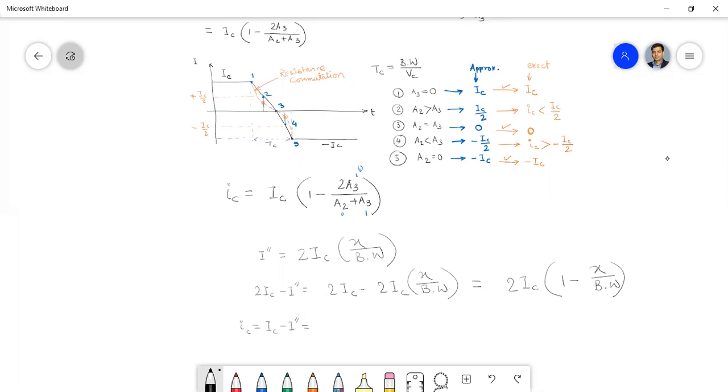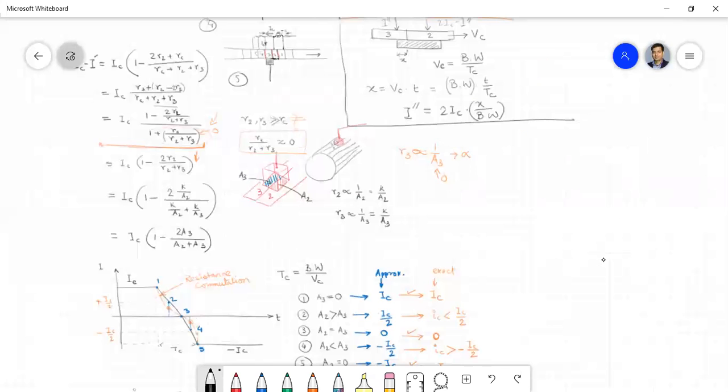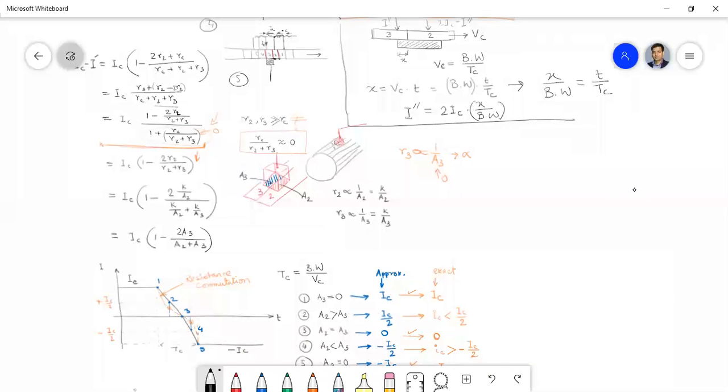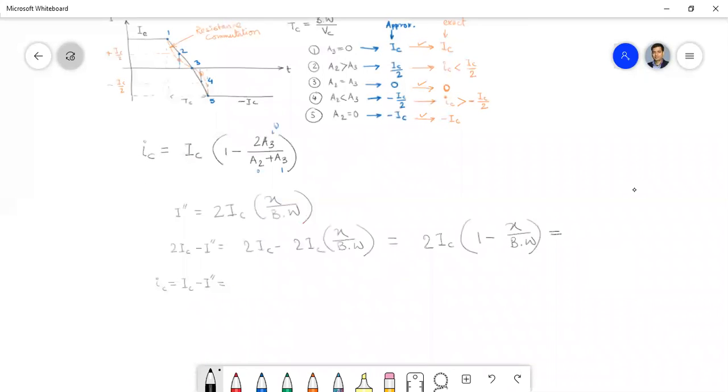Now this X by brush width can again be written like this. From this you can write X by brush width equals T by Tc. So we can substitute the value of X by brush width. How? 2IC into 1 minus T by Tc. Okay, so this is the exact expression of 2IC minus I double prime.